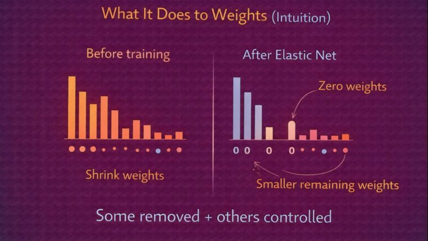Here's what Elasticnet does to weights during training. L2 gently pulls all weights towards zero. L1 tries to snap some weights exactly to zero. Elasticnet does both at the same time. So you usually end up with some weights exactly zero, and the remaining ones are not too large.